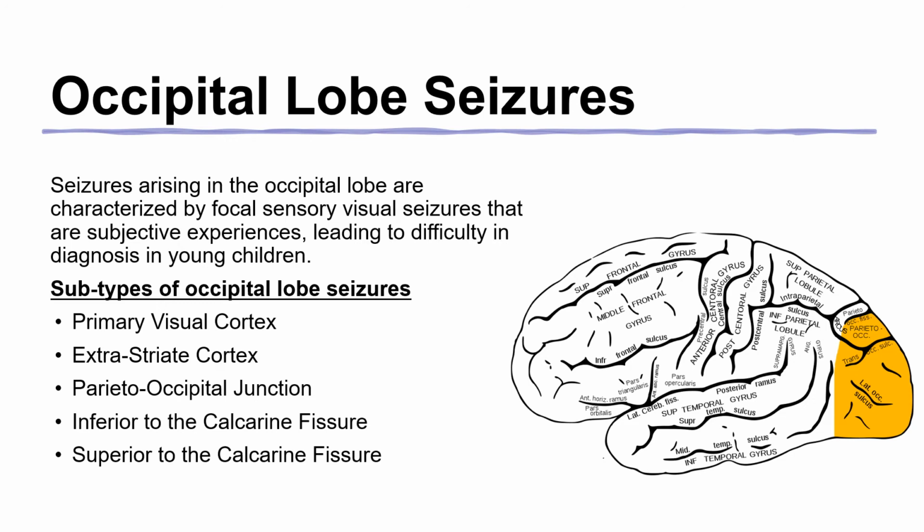Inferior to the calcarine fissure, occipital seizures arising in this area tend to spread to the temporal lobe, producing focal impaired awareness seizure. Superior to the calcarine fissure, occipital seizures arising in this area can spread to the parietal lobe, frontal parietal operculum, or frontal lobes. Focal atonic motor seizures can occur if the seizure spreads rapidly to frontal regions.